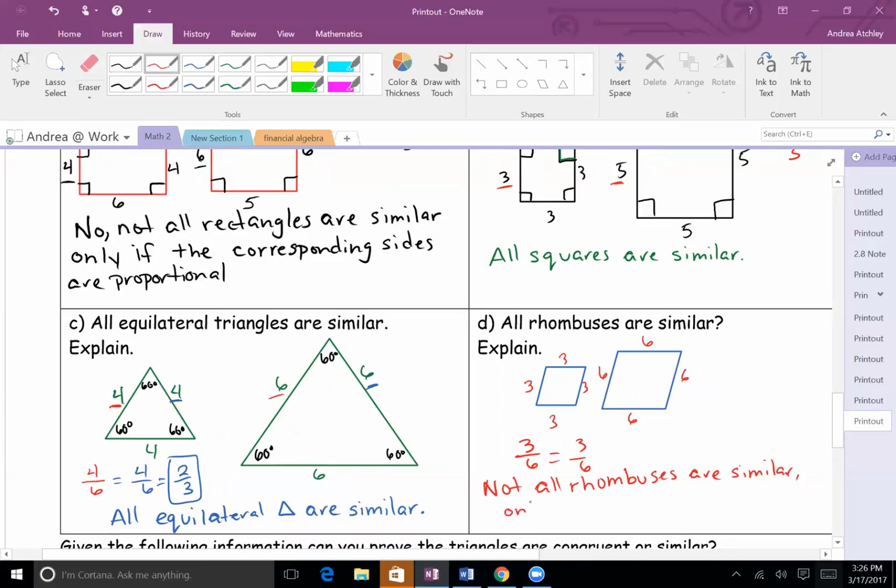Only if their corresponding angles are congruent. Okay.